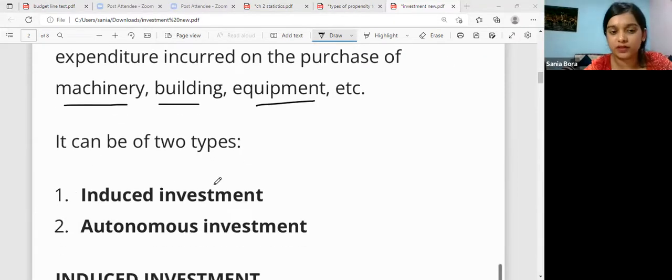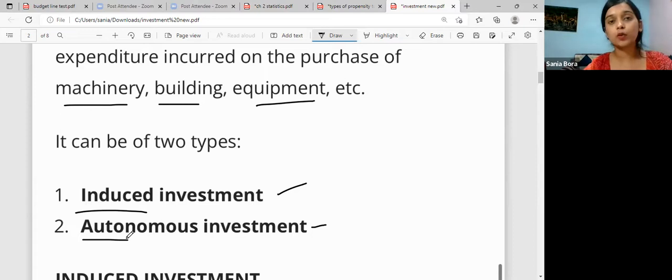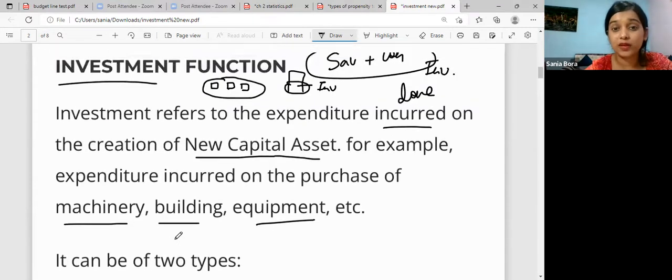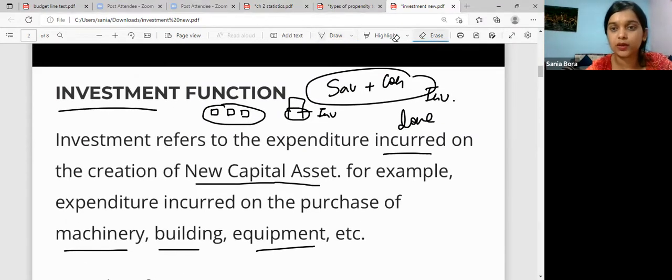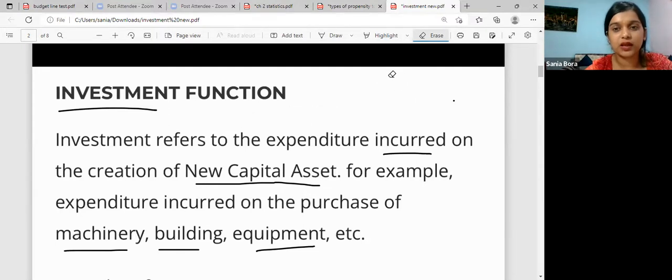Now, there are two types of investment. One is induced investment and the other is autonomous investment. We discussed this prior also. Induced means that it is being influenced by others, for example, because of income it is changing. But autonomous means it is automatic. It is not getting affected by the income or anything. So we have two types of investment. Clear? You will be very quick in writing because we have to cover a good portion today. First of all, you will write investment function and after that you will write this, and here you will mark it. You will underline this like this. Investment refers to the expenditure, till here.